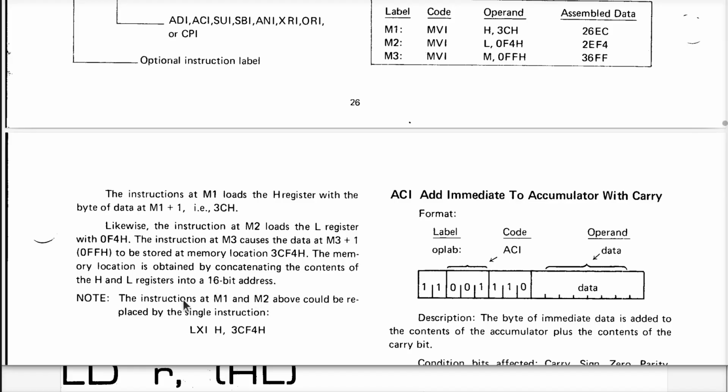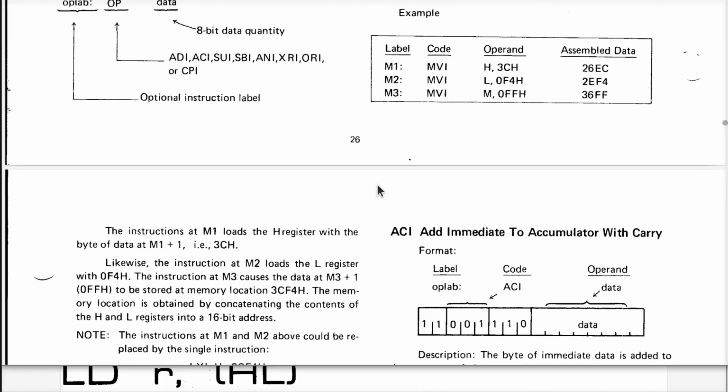So the instructions at M1 and M2 could be replaced by the single instruction load extended. And in the Z80, you would say LD HL, comma, 3CF4 in hex. So you recognize the similarity, what's going on, the style of the 8080 instructions versus the Z80. You can easily read one and think of the other and jump back and forth. That's the whole point of this video, to make sure that you're able to do that when you're looking at older documentation that's all 8080 style.